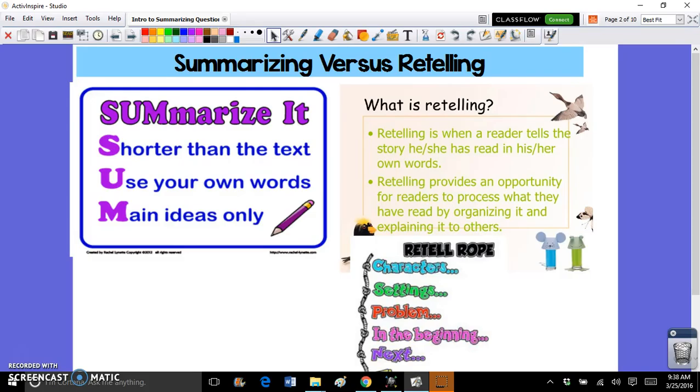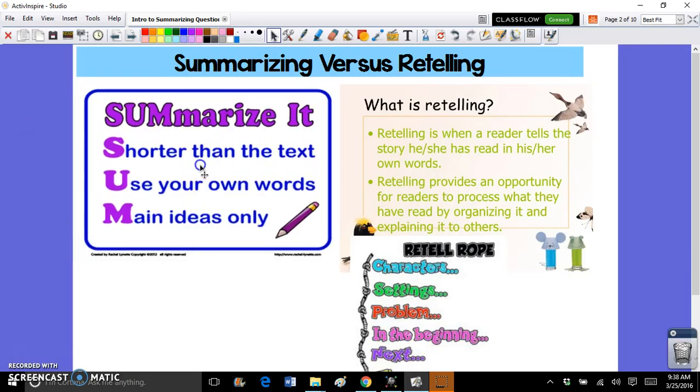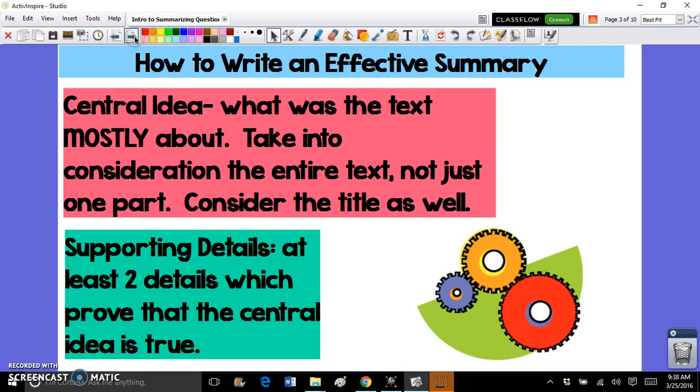A summary, on the other hand, is not supposed to include everything that happened in the text. A summary really should be shorter. It should use your own words, and it should be the main ideas only. So really, an effective summary, particularly if we're talking about nonfiction, which we are going to focus on in this video, should just be the central idea, what the text was mostly about. You really have to take into consideration the entire text, not just one part.